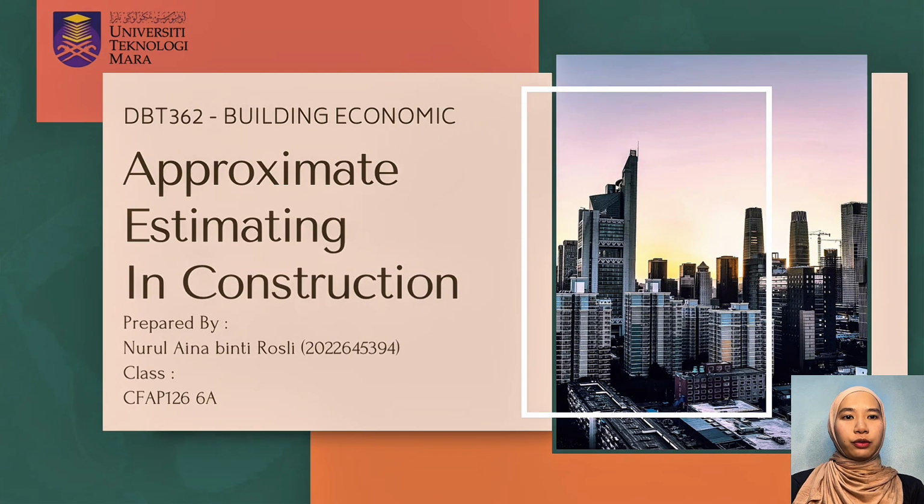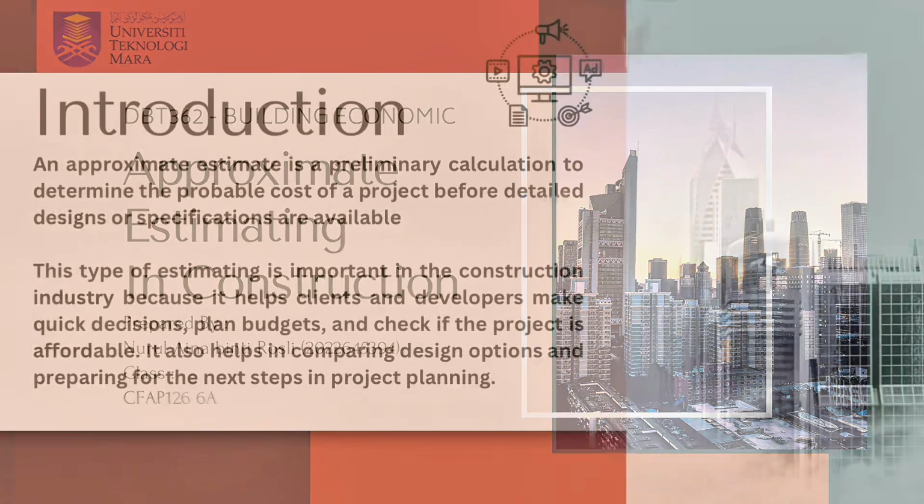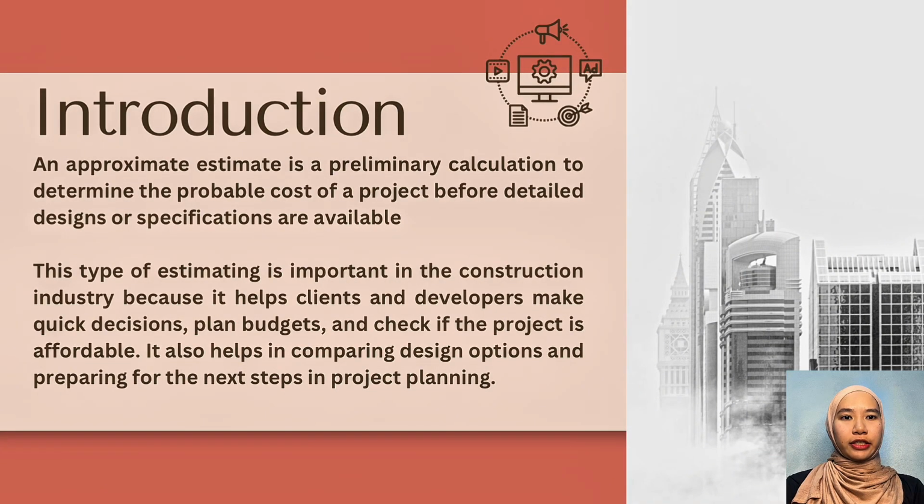So today I am going to present the approximate estimating in construction. I will start with the introduction. An approximate estimate is a preliminary calculation to determine the probable cost of a project before detailed designs or specifications are available. This type of estimating is important in the construction industry because it helps clients and developers make quick decisions, plan budgets, and check if the project is affordable. It also helps in comparing design options and preparing for the next steps in project planning.